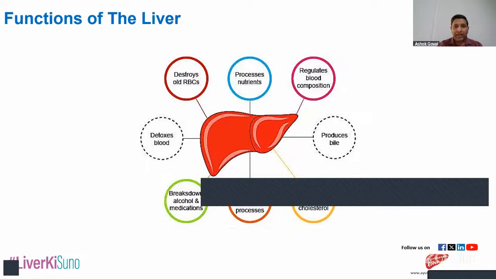When we talk about blood composition, it regulates it. It produces bile, protein and cholesterol. More than 500 metabolic functions are known to be handled by the liver. It also breaks down alcohol and other medication in certain patients, so detoxification and metabolism of medication take place only in the liver. It also destroys the dead or old RBCs.